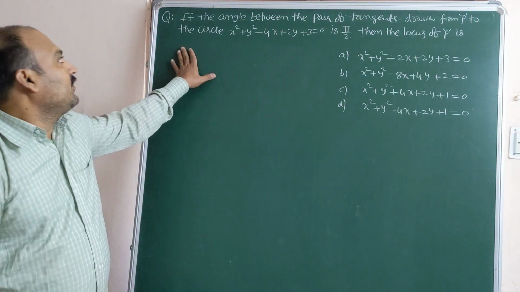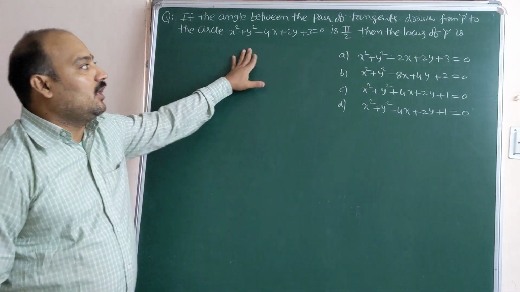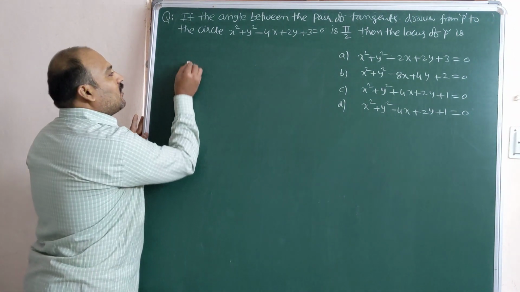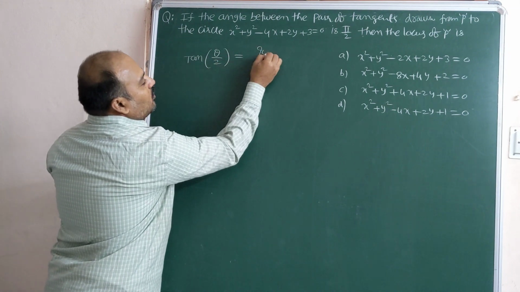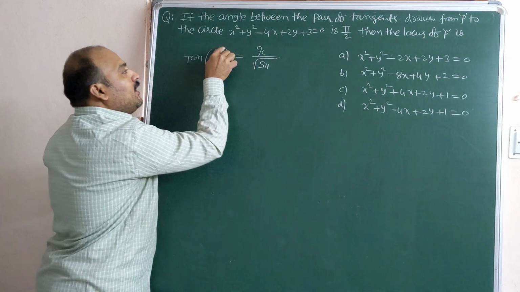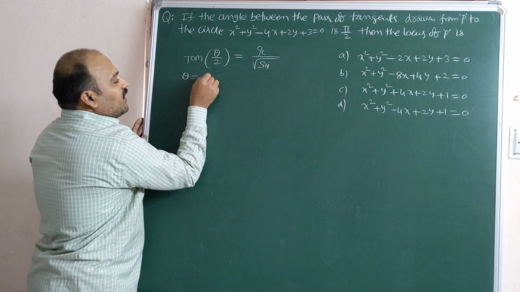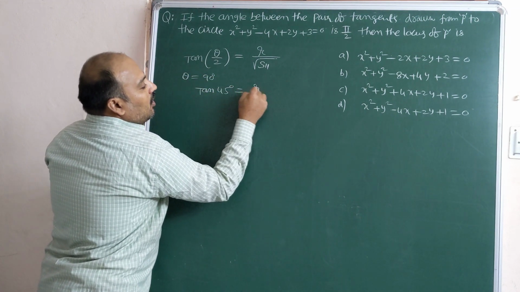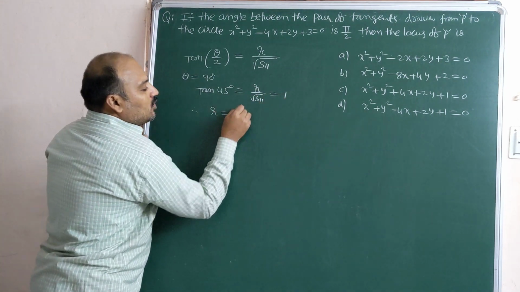Yeah, the next question. If the angle between the pair of tangents drawn from point P to the circle is pi by 2, then the locus. So the angle between the two tangents formula, we have tan theta by 2 equal to r by root s11, dear students. Whenever theta value 90, theta by 2 means 45. Tan 45 is what? 1. So since theta equal to 90, then it will become tan 45, r by root s11. This value is equal to 1 only, so therefore r is equal to root s11.